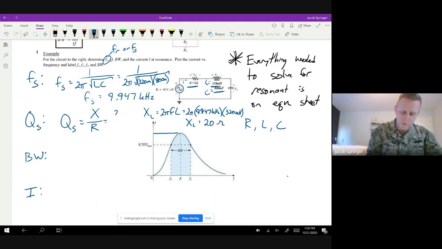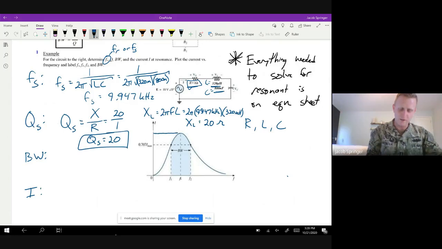So I plug that in, 20 ohms. And if you wanted to plug in the kilohertz into 1 over 2 pi FC, you would also get 20, because that is what happens at the resonant frequency. XL and XC equal each other. The R inside of the series circuit is 1, and so my quality factor is equal to 20. It's unitless. It's ohms over ohms if you want to look at that, right? So the ohms cancel out, and it's telling me how narrow my bandwidth is.